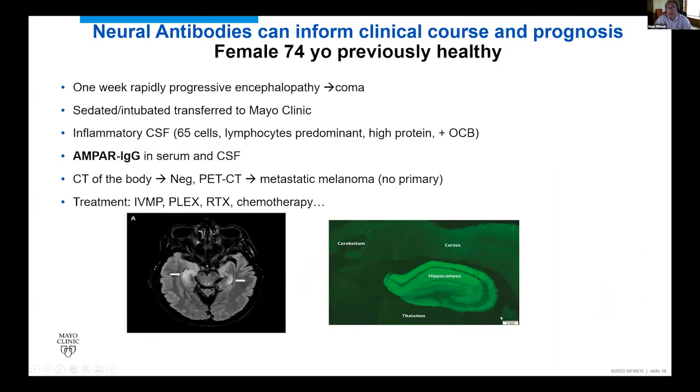This is her antibodies binding to a mouse brain. And you can see her antibodies are binding to the hippocampus, which is the area that's inflamed, as well as other parts of the nervous system. And so this test showed that she had AMPA receptor antibodies. And she was treated and she made a complete recovery.